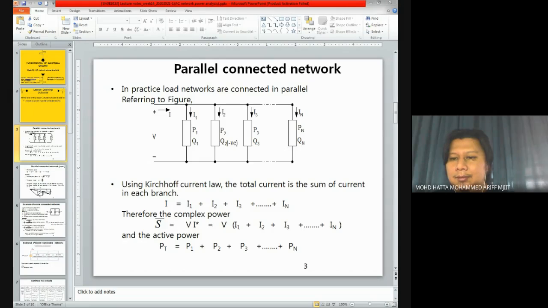Okay, we move on. If you consider Kirchhoff's current law, of course, for a parallel connected circuit, the total current over here is the summation of the current at each branch. So here we have I equals I1, and so on, up to IN. The summation of the current at each branch will contribute to I.